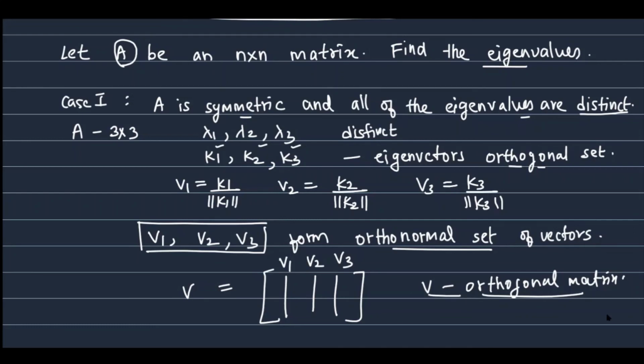matrix in this way. Now suppose that the eigenvalues are not distinct. Some of the eigenvalues are repeated. If the eigenvalues are repeated, then the eigenvectors corresponding to the eigenvalues need not be orthogonal. So we cannot proceed in this way. Or if the matrix A is not symmetric, we cannot proceed in this way. In those cases, we will use the Gram-Schmidt process to get the orthogonal set of vectors.